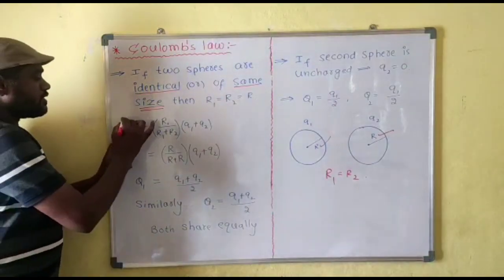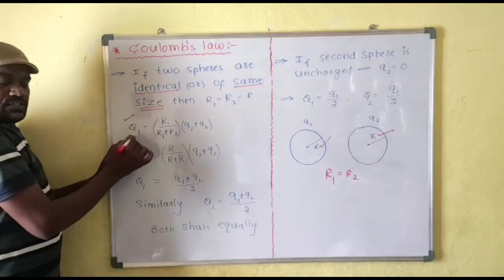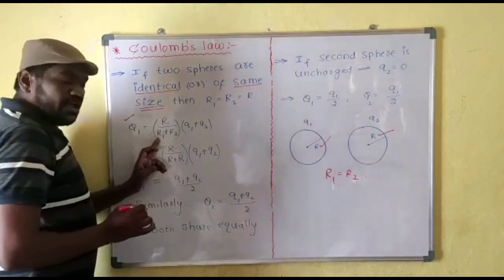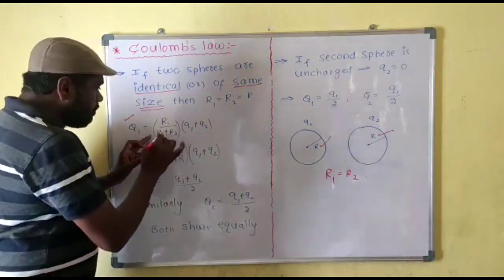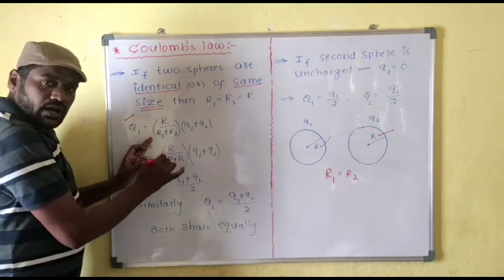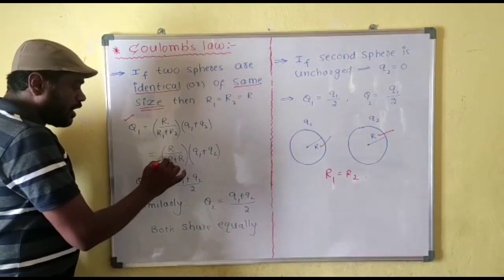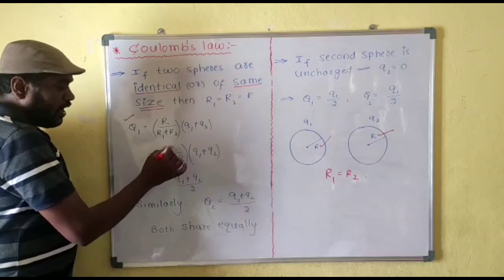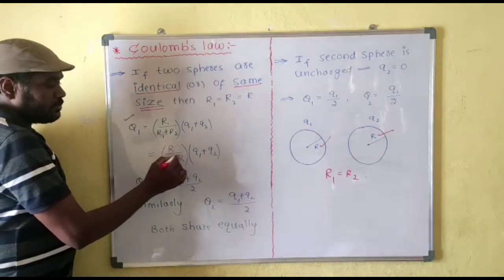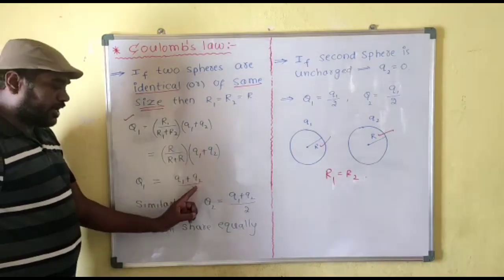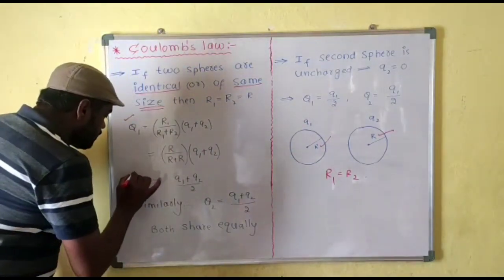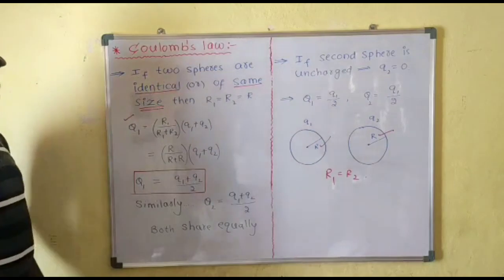Under that condition, what is the new charge? The new charge on the first sphere Q1' is equal to R1 by R1 plus R2 into Q1 plus Q2, already I have given. Now in place of R1 and R2, just substitute the R value. Therefore R by R plus R. By solving, R by R plus R becomes 1 by 2. Therefore Q1 plus Q2 by 2. This is the new charge on the first sphere.